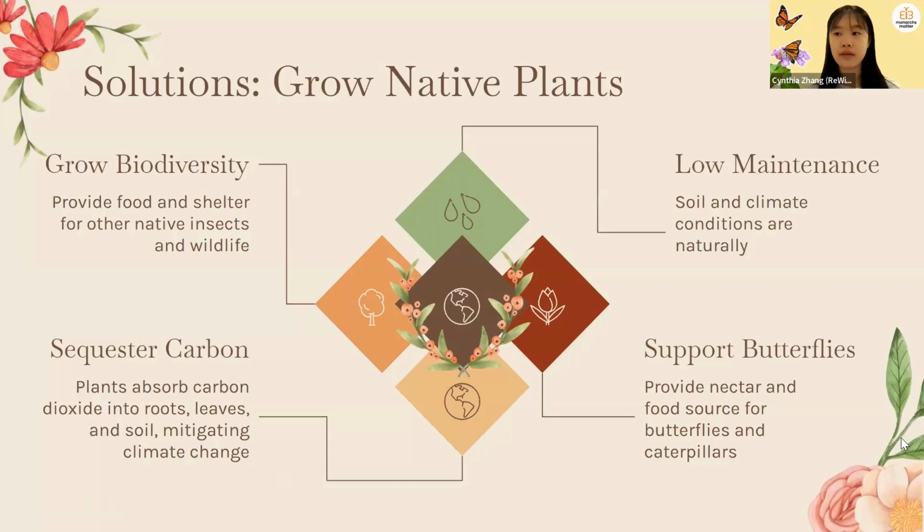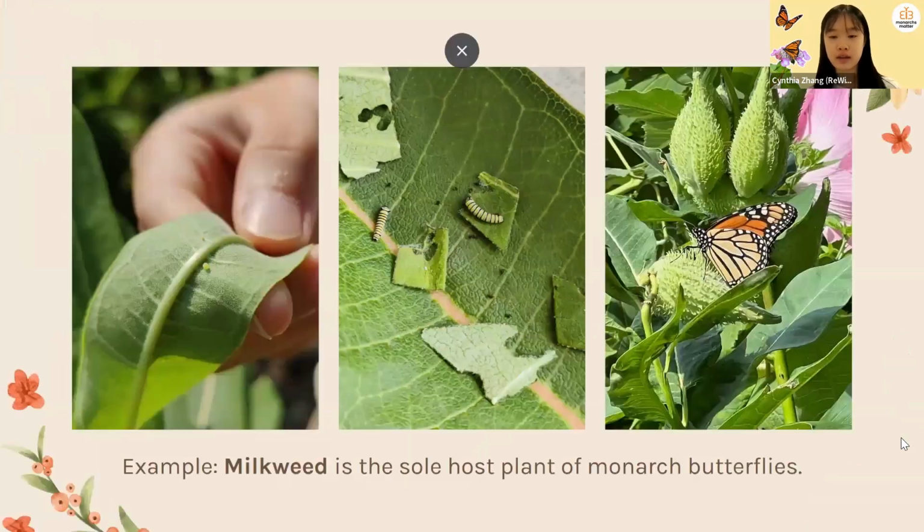So one example of a native plant here in the US is milkweed. Milkweed is the exclusive host plant of monarch butterflies, which means that monarch butterflies only lay their eggs on milkweed, and monarch caterpillars only eat milkweed leaves. With that said, milkweed also supports many, many other organisms, like ladybugs, ants, and beetles, so it shows that native plants support all wildlife in general.